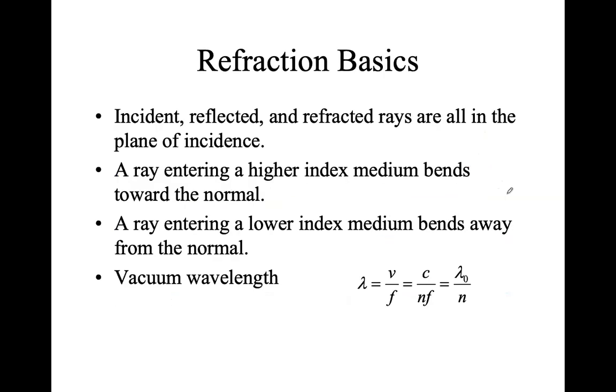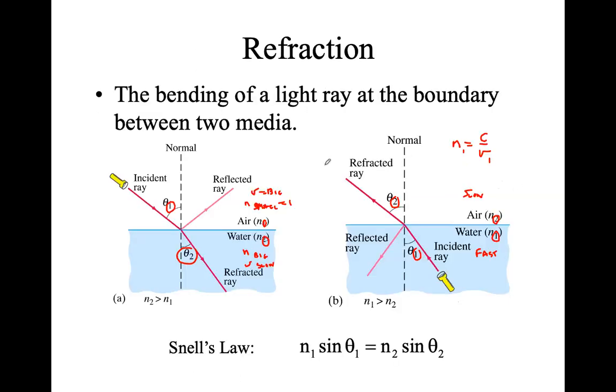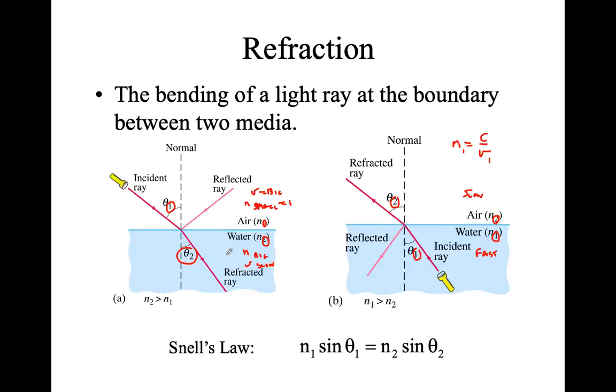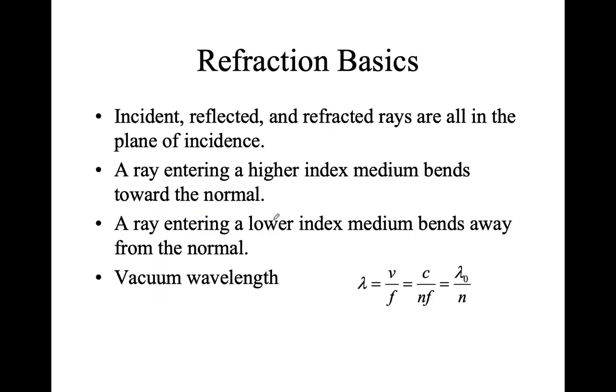A little bit on the basics of refraction. The incident, reflected, and refracted rays are all in the same plane. I didn't have a third dimension where these things were coming out of, so that makes life a little bit easier for us. Everything happens in a plane that we can draw on a piece of paper. A ray entering a higher index of refraction medium bends toward the normal, and that's the case that I'm showing here on the left. A ray entering a lower index of refraction medium bends away from the normal. And then what we showed in the simulation, the wavelength must change.